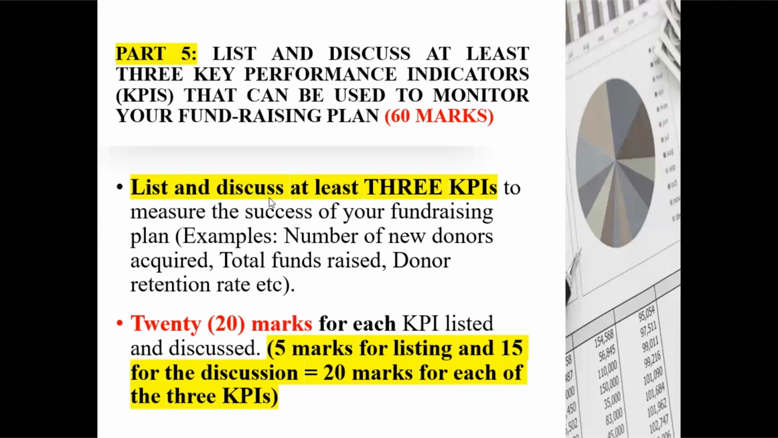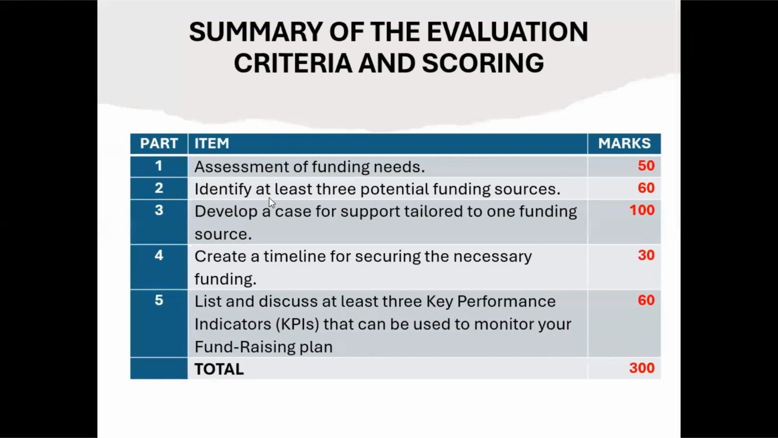Now, what is the summary of what we have been discussing? Assessment of funding needs, 50 marks. Identification of 3 potential funding sources, 60 marks. Developing a case for support for 1 funding source, 100 marks. Creating a timeline for securing the necessary funding, 30 marks. Listing and discussing at least 3 key performance indicators that can be used to monitor the fundraising plan, 60 marks, and then the total will be 300 marks.